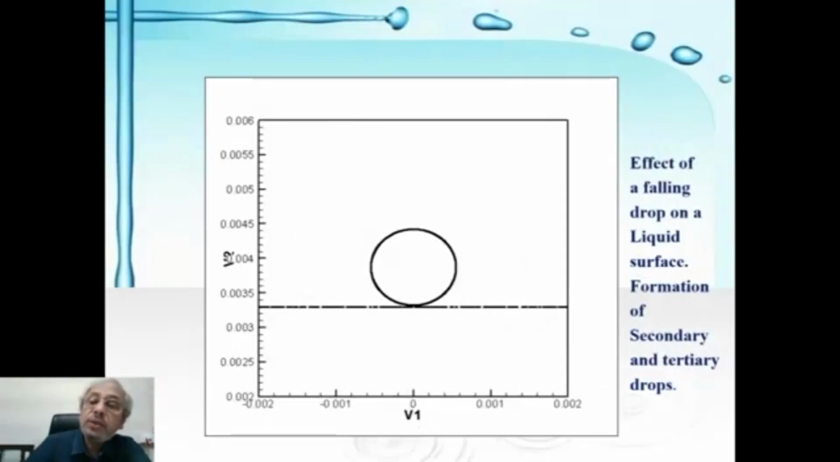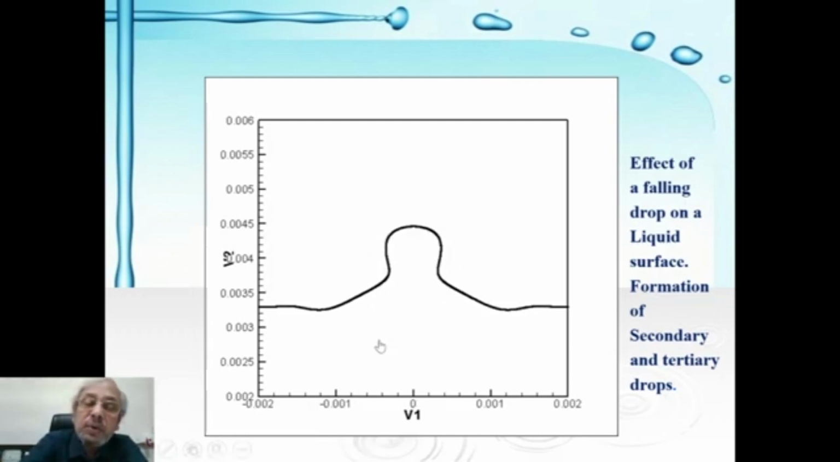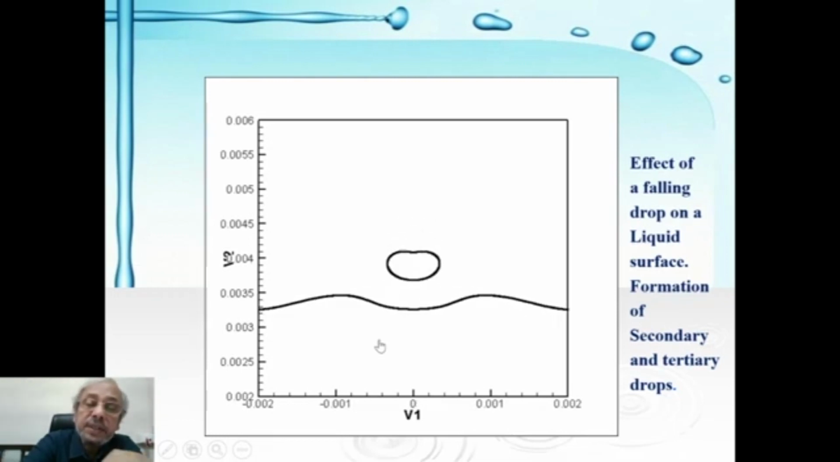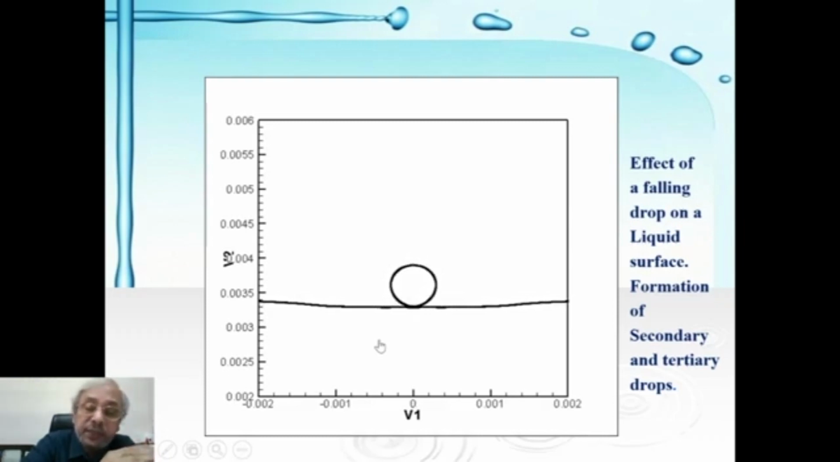Here we'll show the effect of a falling drop on a liquid surface, and we'll be able to appreciate, after a falling drop touches the liquid surface, how the secondary drop is formed. It oscillates, forming oblate and prolate shapes. Again it touches the surface and a tertiary drop is formed. So these are through direct numerical simulations, and we compared our results with very carefully done experiments with a very high degree of accuracy.